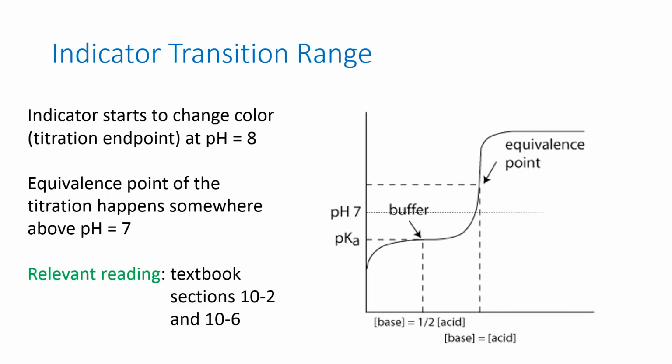The indicator transition range that I mentioned before is important to know because the equivalence point needs to match up with that range. There are two concepts here. There's the idea of the equivalence point and the end point. The end point is the visible representation of the equivalence point. The equivalence point just means you've added an equal number of moles of acid as base for a 1 to 1 reaction, or if it's 2 to 1, you've added twice as much, etc. We'll just consider 1 to 1.